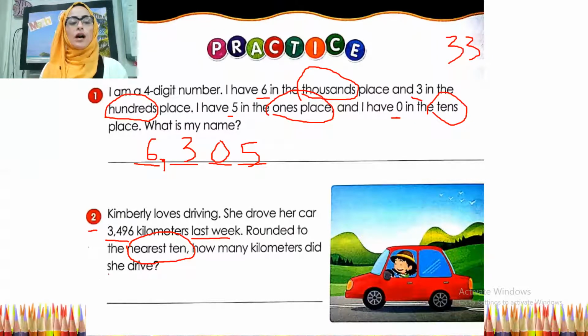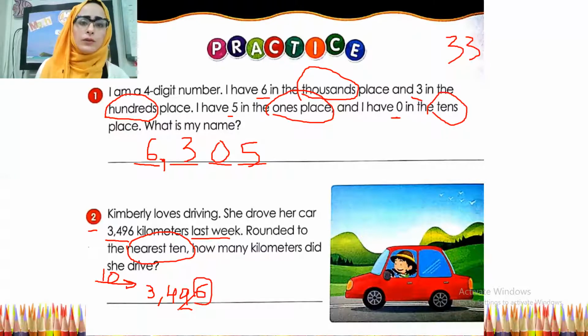Let's see. First of all, I have to know my rule. My rule is what? I drew an arrow here, nearest 100. I write my number, 3,496. Rounding to the nearest hundred, find your hundred. Round your tens. I'm circling. Okay. 0, 1, 2, 3, 4, go down. 5, 6, 7, 8, 9, go up. I have 6.